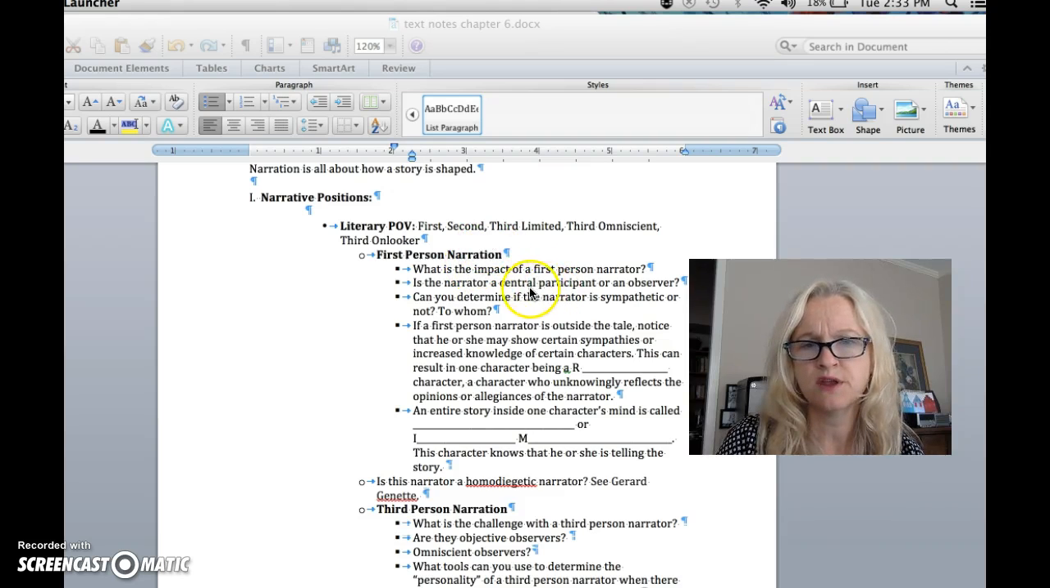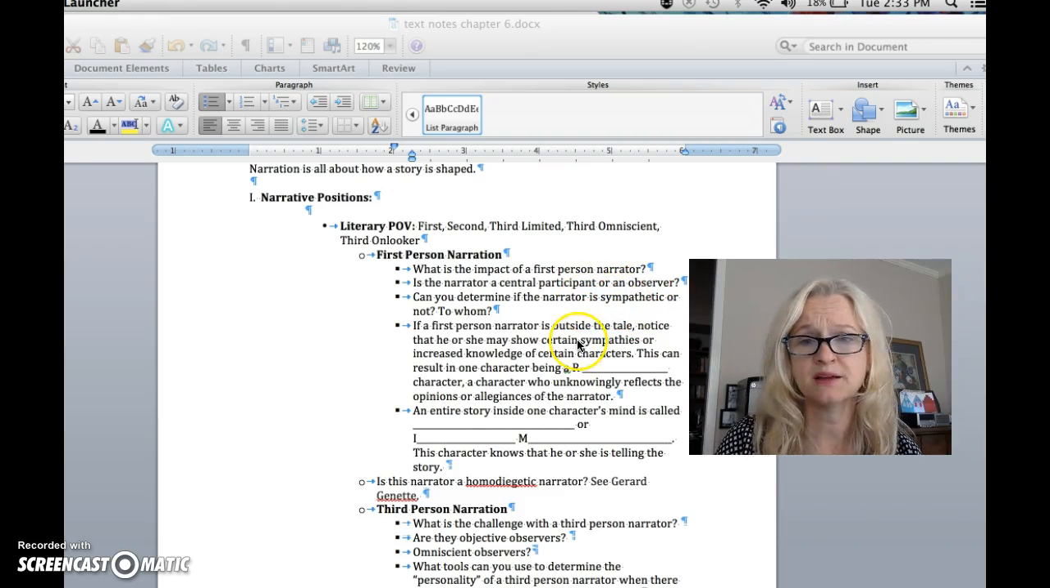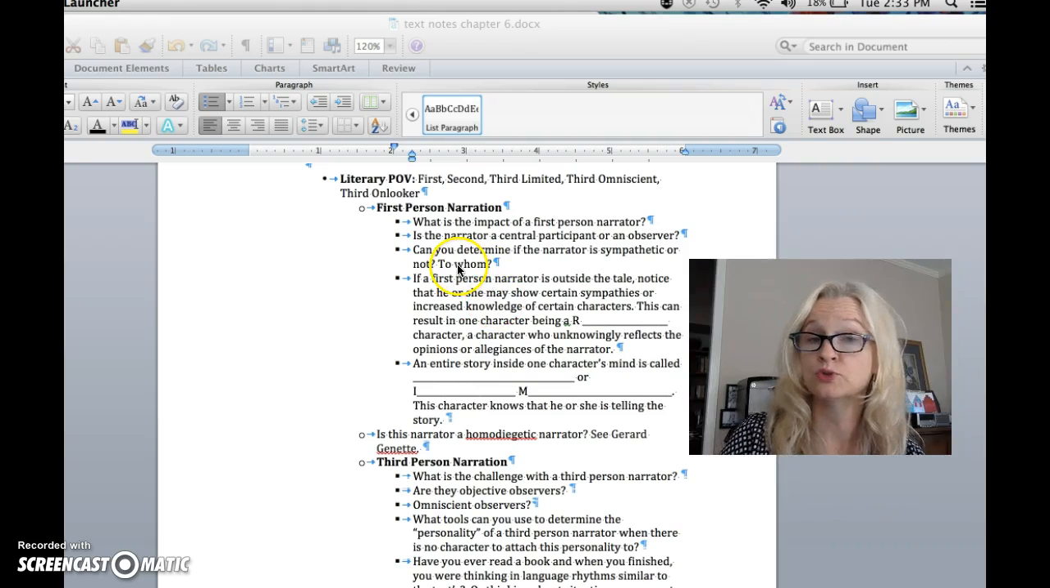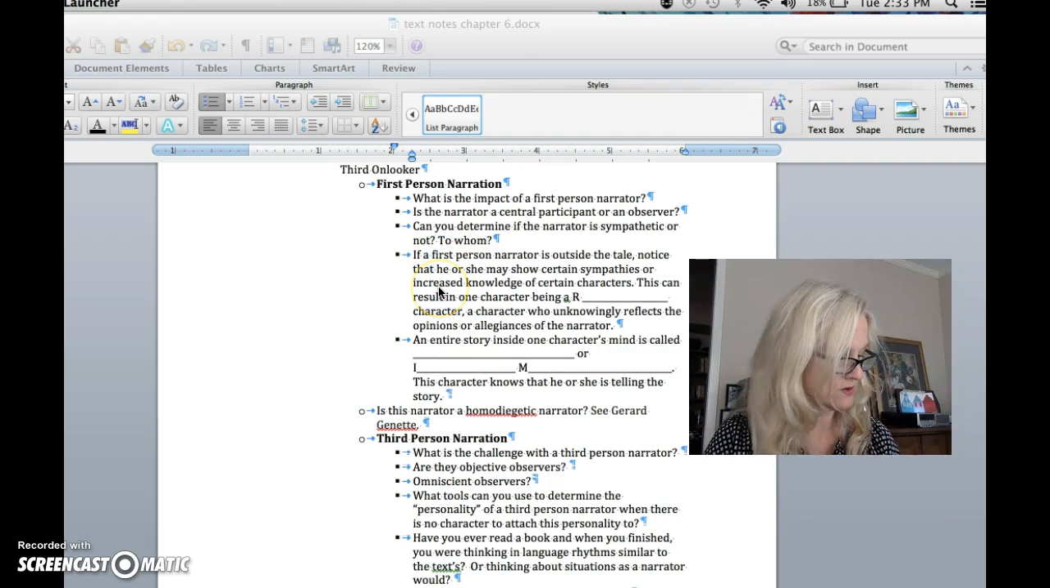Things you're going to consider there: is the narrator a central participant or an observer? Is he or she sympathetic? If not, or to whom? Are they outside the tale? Are they inside the tale? And there's also a certain character called the reflection character.